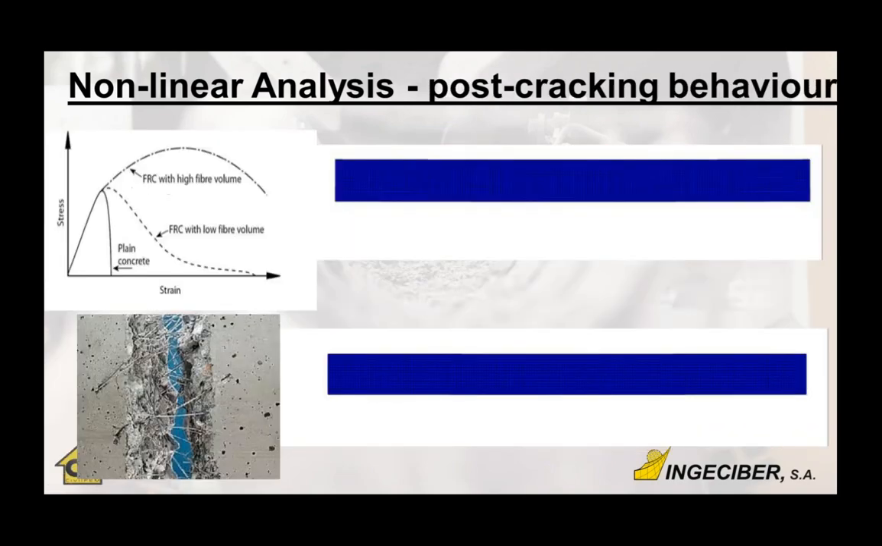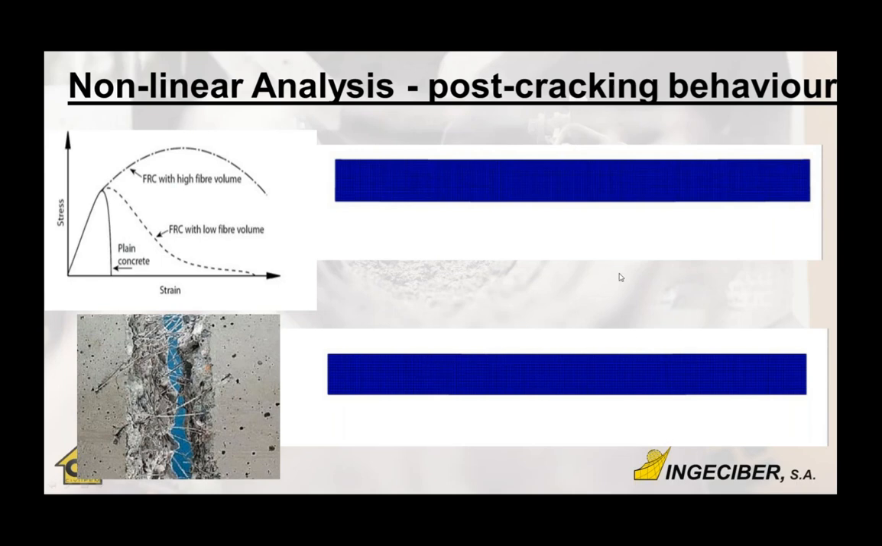For this nonlinear analysis, we also have the post-cracking behavior that can be defined after the crack stress. We can define different post-cracking behavior for solving and analyzing the fiber reinforced concrete behavior. So in this case, we have two beams that we are comparing. Both have a lack of shear reinforcement, and we apply some loads. In one of them there is no fiber reinforcement, and in the other we have it.